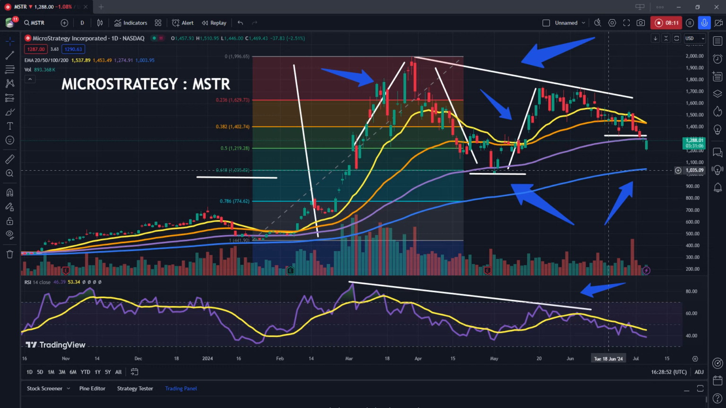Here's the current market analysis for MicroStrategy Incorporated, stock ticker MSTR.